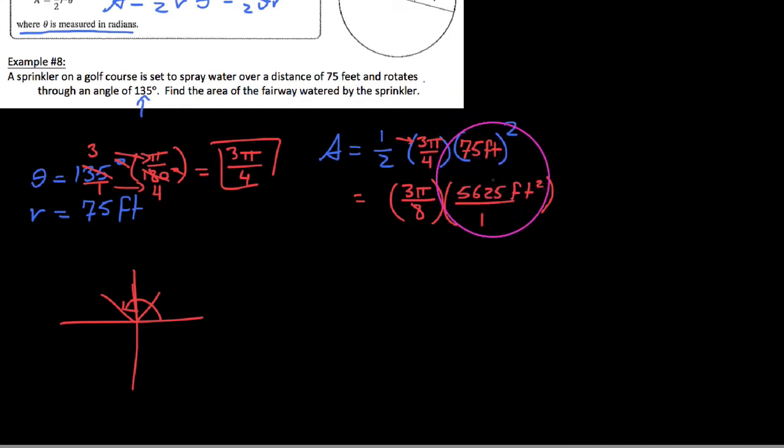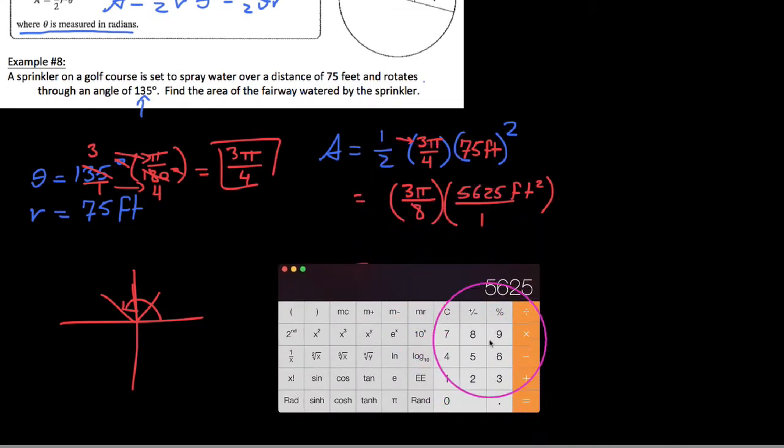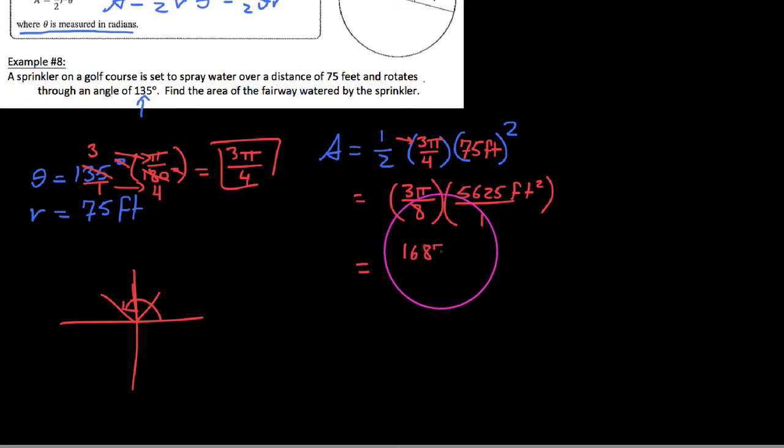We actually squared the units as well. Multiplying this straight across, I'm not sure if they share any common factors, we could figure that out when we're done, but for right now let's multiply these straight across. We have on top 3 times pi times 5625. So 5625 times 3 is 16875. So we have 16875 pi, and this is all over 8, in square feet.